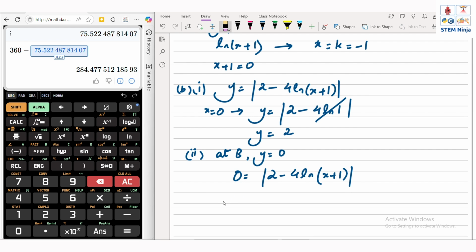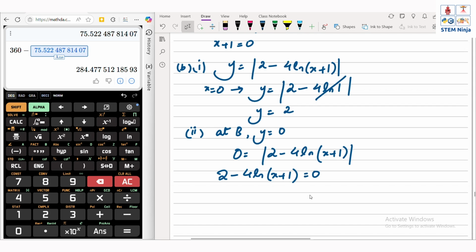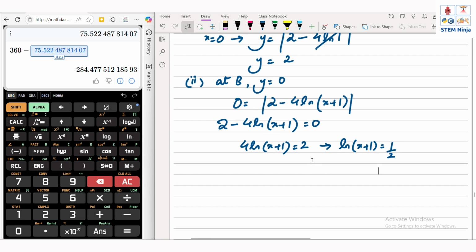Since the other side is 0, it's just 2 − 4 ln(x + 1) = 0. So this goes on the other side. So this becomes 4 ln(x + 1) = 2, which means that ln(x + 1) is equal to 1 over 2. So x + 1 is equal to e raised to the power 1 over 2. So x is e^(1/2) − 1. Right, okay.